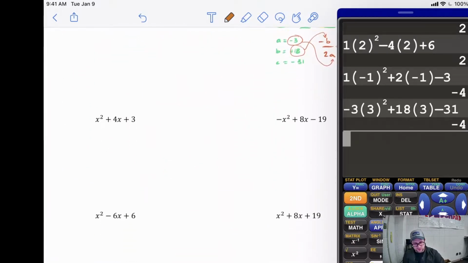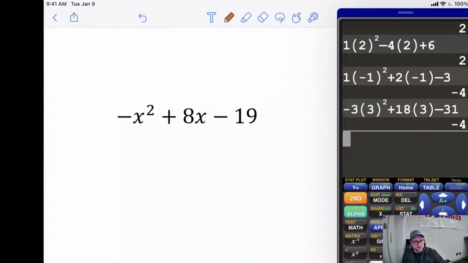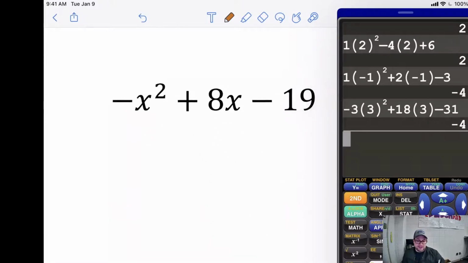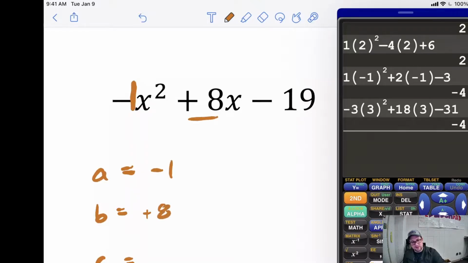Oh my gosh, how about the one below it? This one looks kind of like a doozy. So looking at this one again, start by listing out those values. What is a, what is b, and what is c? You know up here, if you don't see a number, you can put that 1. So I'm going to have a negative 1 here. I'm going to have a positive 8 here, and I'm going to have negative 19 down there.